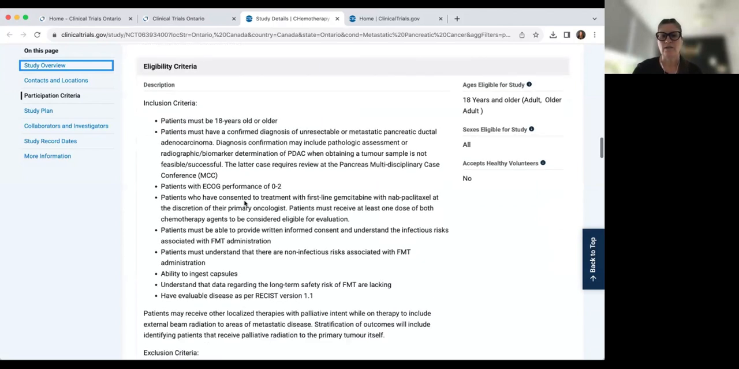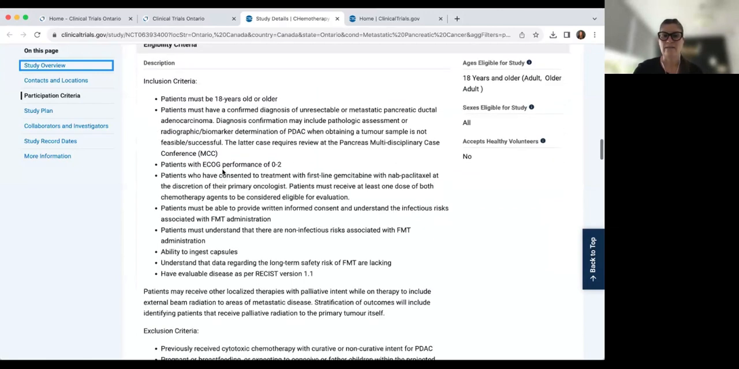So they just kind of highlight some of those. And then there's a larger description about this. So people have to be over 18. They have to have a confirmed diagnosis, and they spell out what that actually looks like here. They say that people need to have an ECOG performance of 0 to 2. They also have to have consented to treatment with first-line gemcitabine and nab-paclitaxel at the discretion of their primary oncologist. And they have to have received at least 1 dose of both to participate.